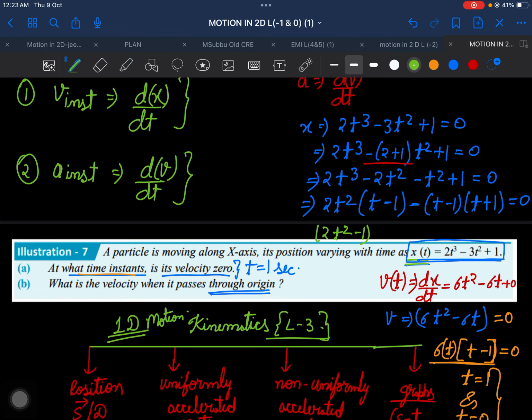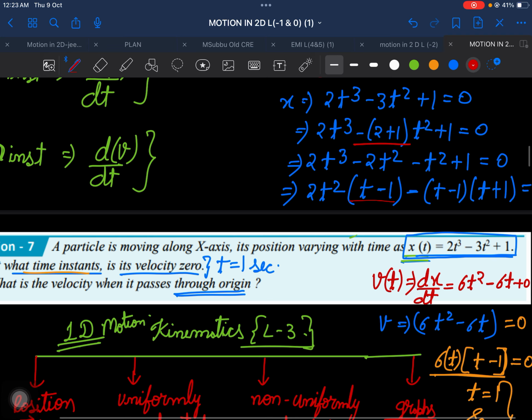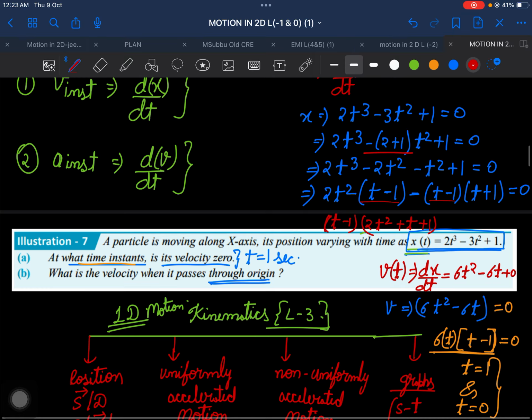Let me take common together. What can we take common? t minus 1 we can take common. Just check. So t minus 1 is common in one go, and the rest is 2t square plus t plus 1. Just check everyone. From here you can find when it will be 0. You have to think, right?